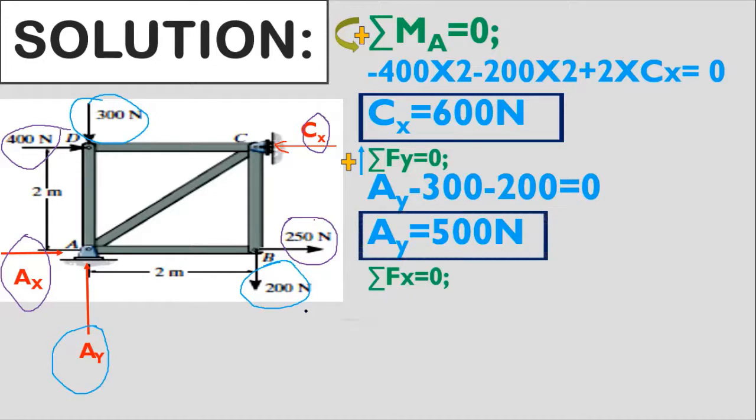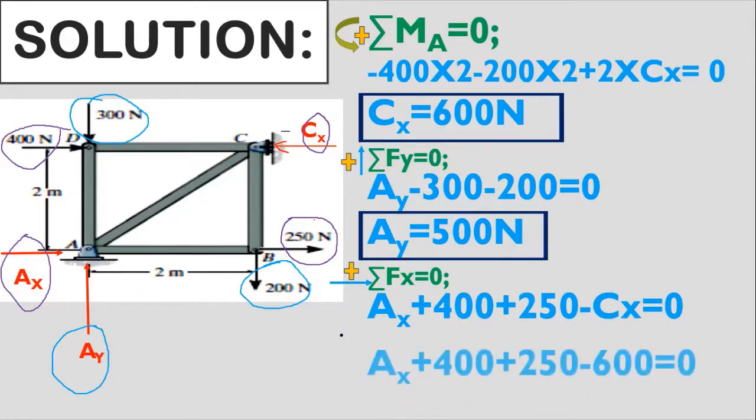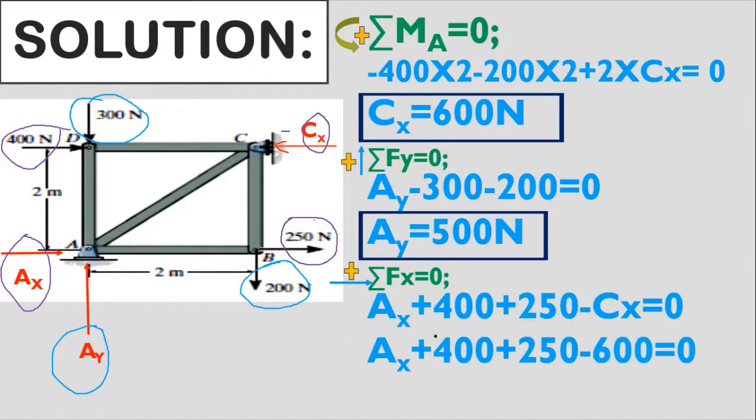So when we sum up the horizontal forces: plus 400 plus 250 minus CX plus AX. You can see AX positive, plus 400, plus 250, minus CX, because its direction is towards the negative x-axis, and all the other forces are positive. So what will we get for the value of AX? We have already calculated the value of CX, and that is 600 Newton.